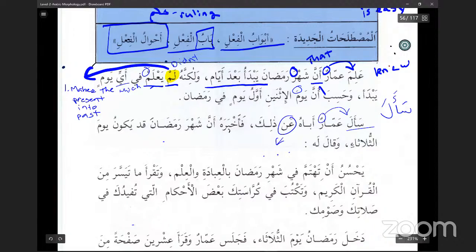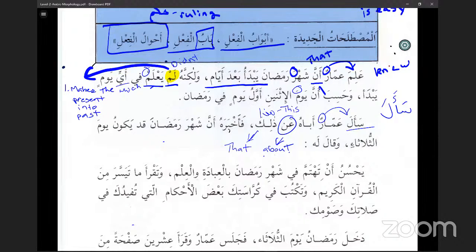An means about. Okay, so Ammar asked his father about that. That means that. Its opposite is hatha, which means this. For lil qarib, for something close, hatha. For something far, that. We use that in English also, this or that, right? So Ammar asked his father about that.